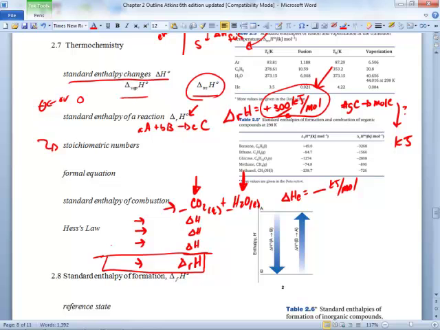So it doesn't matter how you get there. It doesn't matter what reactions you use. As long as everything adds up and cancels out to get the same overall reaction, you get the same enthalpy for that reaction using Hess's law. Okay.